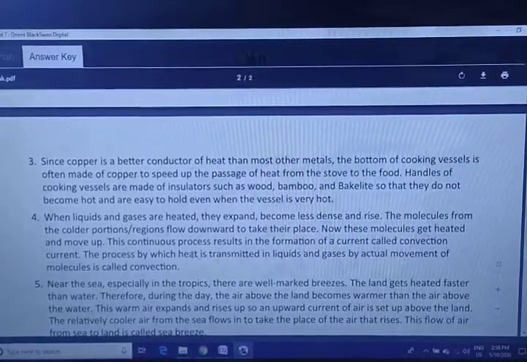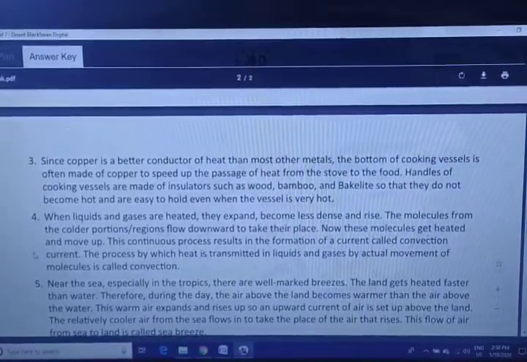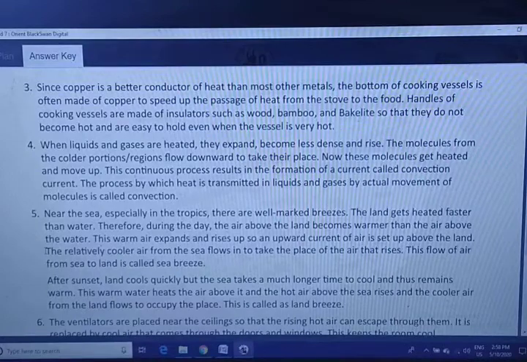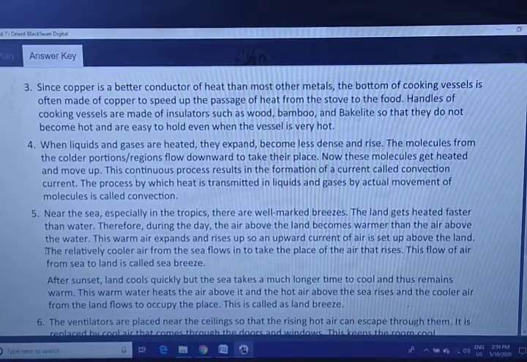Now the fourth question: explain how convection occurs. Very, very important. When liquids and gases are heated, they expand, become less dense and rise. The molecules from the colder regions flow downwards to take their place. Now these molecules get heated and move up. This continuous process results in the formation of a current called a convection current, and the process by which heat is transmitted in liquids and gases by the actual movement of molecules is called convection. So this was our long answer 4.